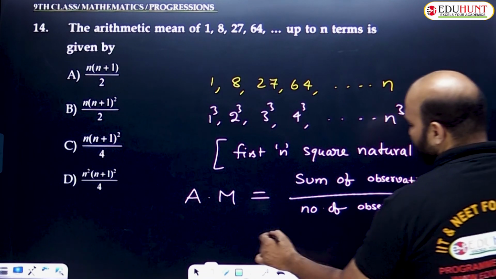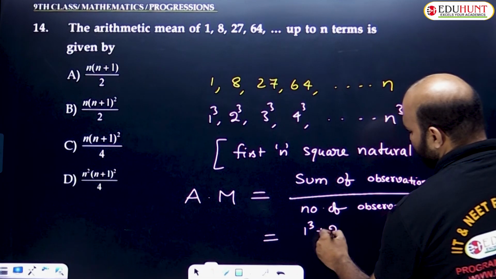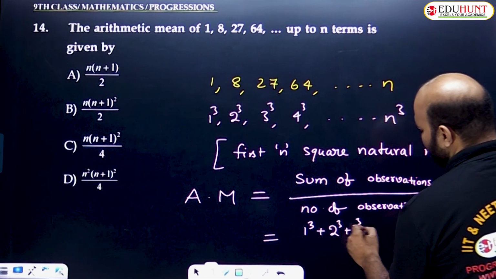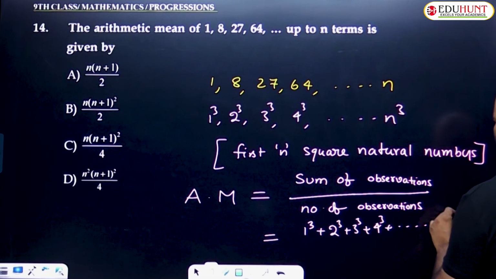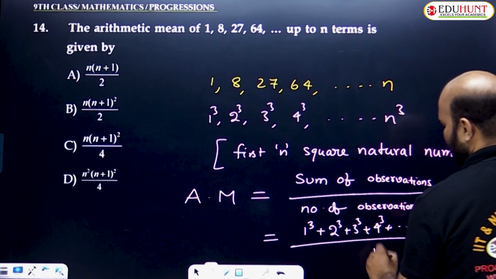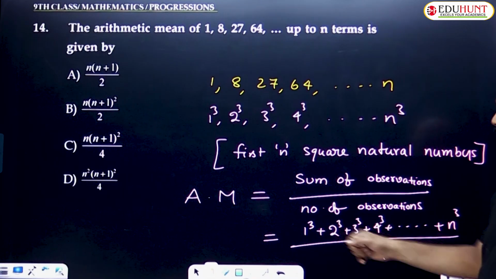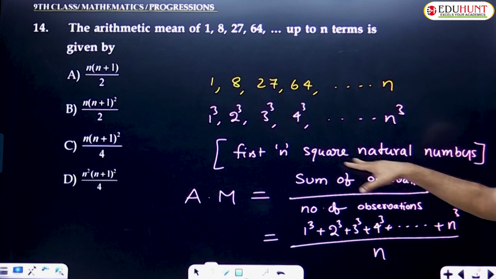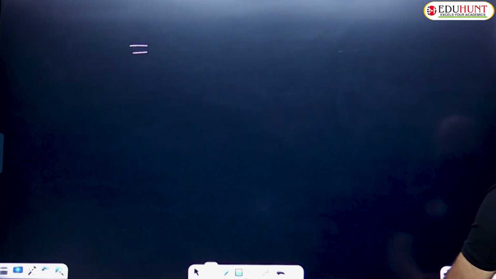So what is the sum of observations? 1 cube plus 2 cube plus 3 cube plus 4 cube and so on up to n cube, whole divided by the number of observations. How many numbers are given? n terms, so divided by n. So in that case, what am I given? The first n square natural numbers. Sorry, it is not square, it is cube.